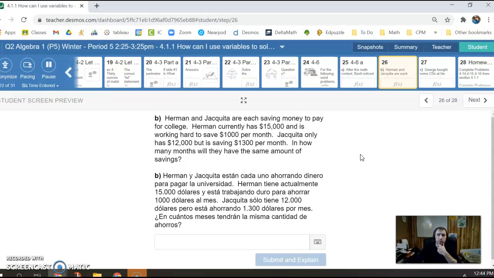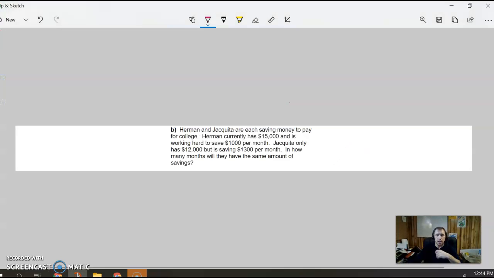We're talking about Herman and Jaquita, and we're going to use that same idea of guess, check, generalize. When you read through it, ask what is the question they're trying to ask? The question is, in how many months will these two people have the same amount of savings? So we have Herman and we have Jaquita.